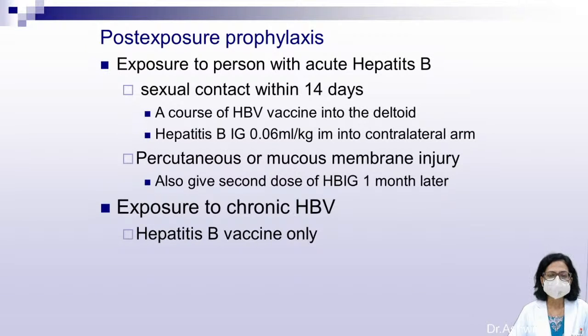So post-exposure prophylaxis may be required for a person who has had contact with hepatitis B. If there is sexual contact within 14 days, then you give a course of vaccine as well as immunoglobulin. If there is percutaneous or mucous membrane injury, then you give a second dose of immunoglobulin 1 month later after giving a course of vaccine and immunoglobulin.